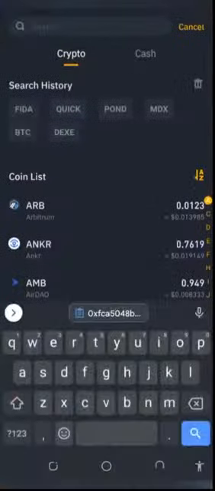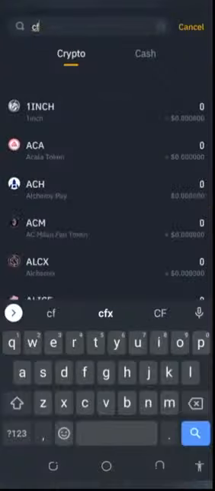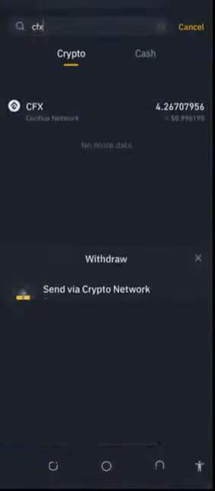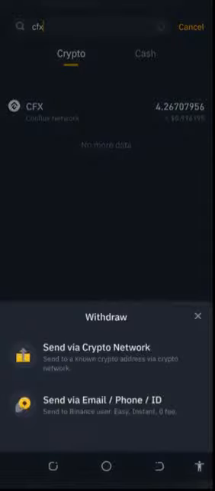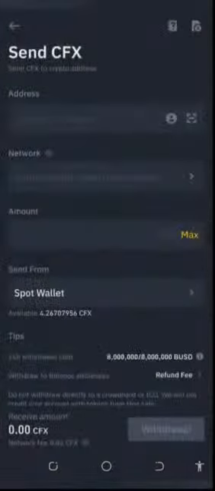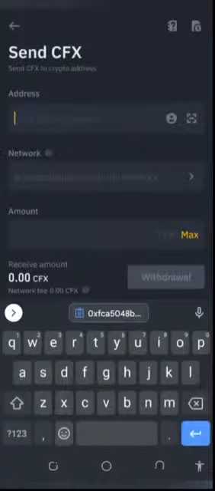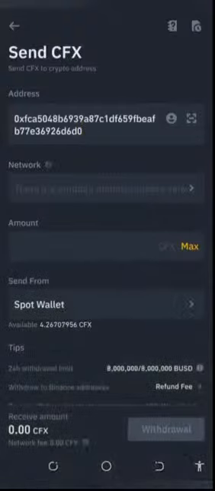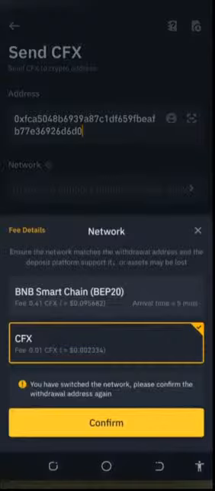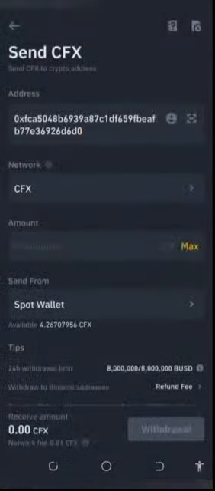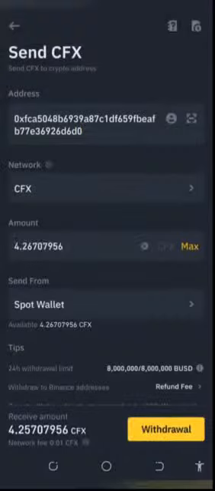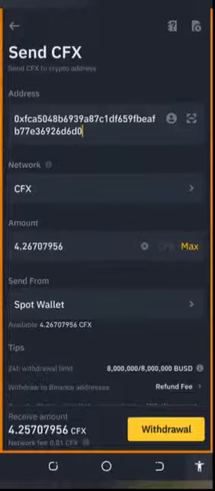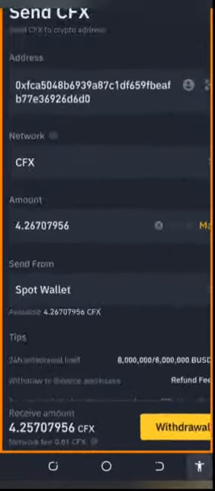So we check on our CFX. We just have 4.26. Let's click on that, and then let's put the address here. The address looks good. It looks like it's not a mistake. The network is supposed to be CFX, okay? If this address wasn't good, it would be showing red. So let's put the max. I think we're good. Is there anything we need to take note of? I think it's fine.